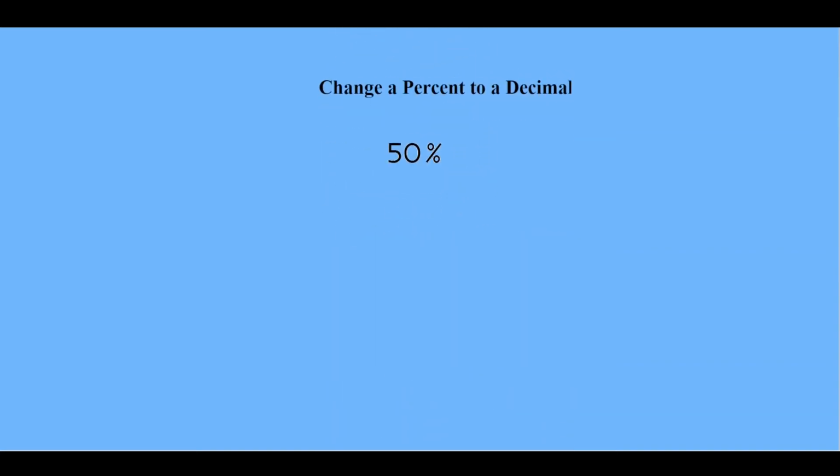Change a percentage to a decimal. So the procedure is to rewrite the percentage without the percent symbol. And then we locate the decimal point. If it's not there, we put it there. And then we move it over 2 spots. 1, 2. And we can draw our decimal point here. And I like to rewrite the problem: 0.50. And I usually put a 0 right over here.